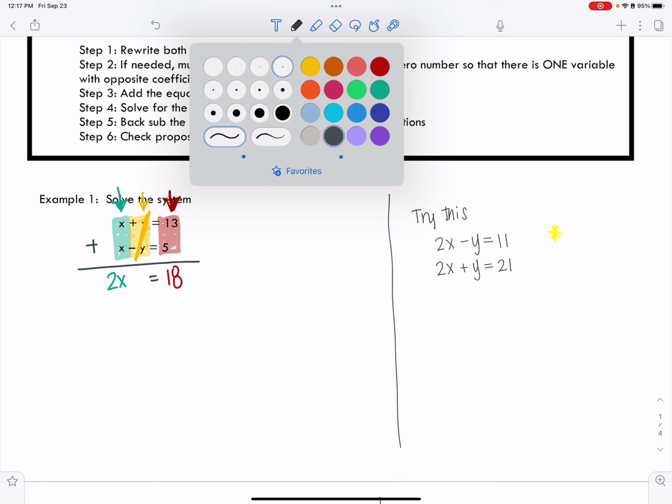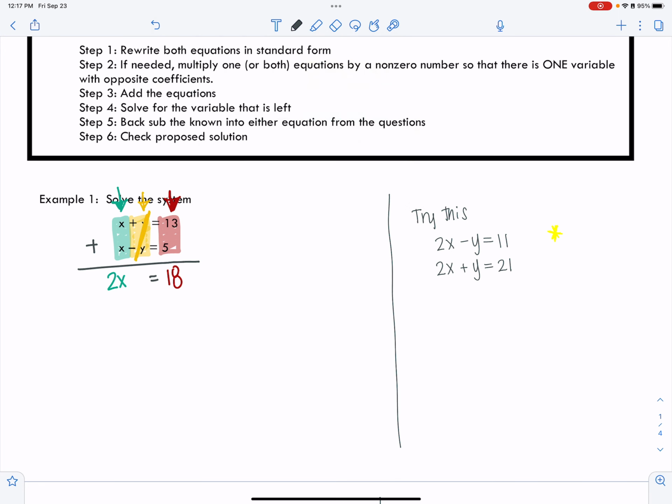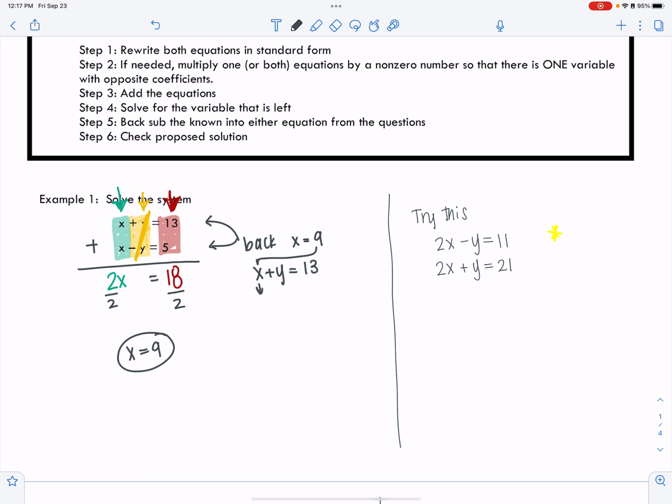All right, so now that I've added down, I got 2x equals 18. I want to solve this for x, so divide by 2, and get x equals 9. Now, I'm not done yet. I still am looking for a point, so I need to back substitute x equals 9 into either equation. It doesn't matter which one you pick. I typically just pick whichever one looks easier. In this one, I don't have to deal with a negative sign, so I'm just going to pick the top one.